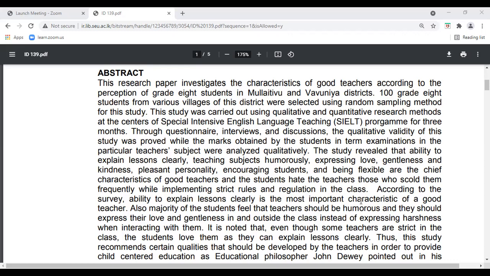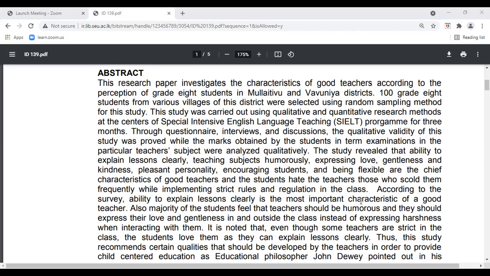And the students hate the teachers who scold them frequently while implementing strict rules and regulations in the class. According to the survey, ability to explain lessons clearly is the most important characteristic of a good teacher. Also, the majority of the students feel that teachers should be humorous and they should express their love and gentleness in and outside the class, instead of expressing harshness when interacting with them.